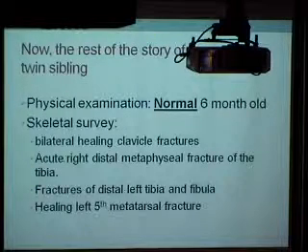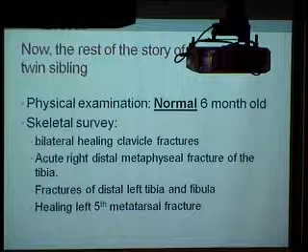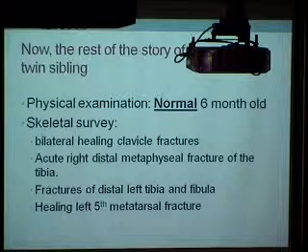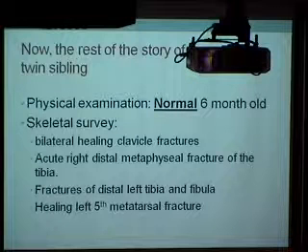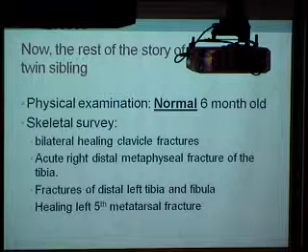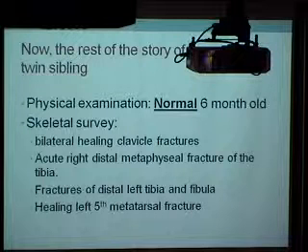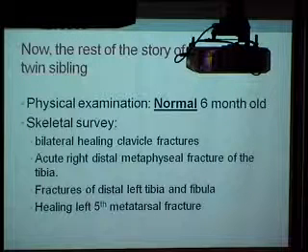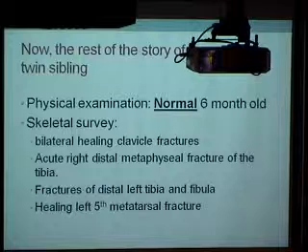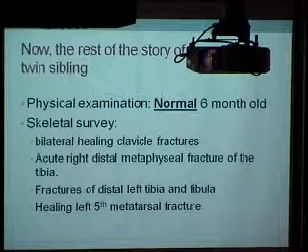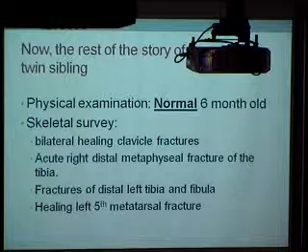Okay, now the rest of the story. So, the 6-month-old, I told you, had a normal exam by a pediatric emergency room physician looking for injuries. Found nothing. Her skeletal survey demonstrated bilateral healing clavicle fractures, an acute distal metaphyseal fracture. She had other long bone fractures. She also had a fifth metatarsal fracture, so that's hard to do.